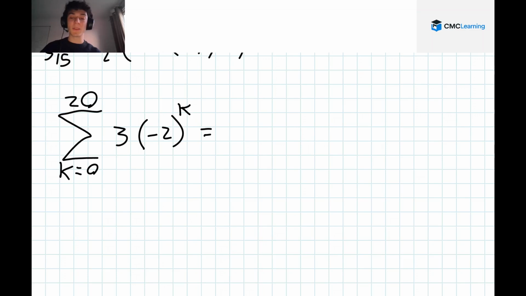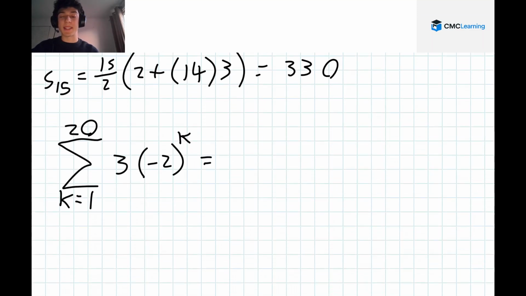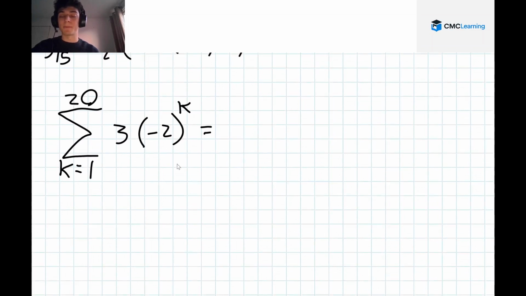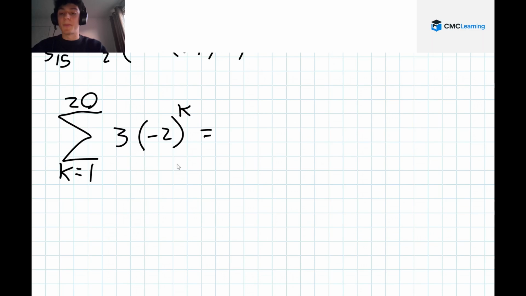Well, as always, we can write out the first few terms. Perhaps it is important to put this sum going from 1. Or let's try this variation, just k is equal to 1. That'll give us a nice first term. So let's have a look. We're going to do 3 multiplied by minus 2 to the power of 1. That will be our first term. So 3 multiplied by minus 2 is just going to give us minus 6 for our first term.